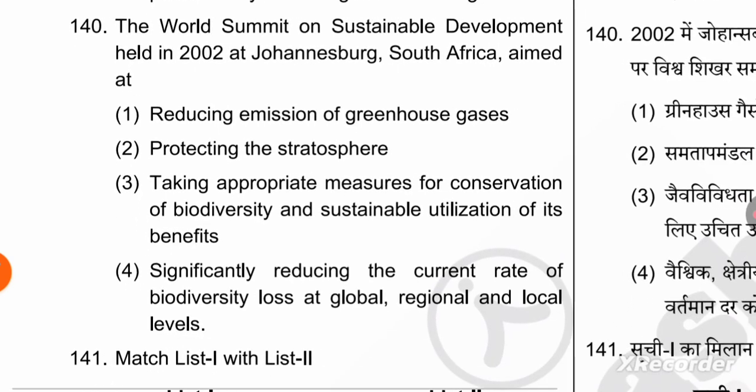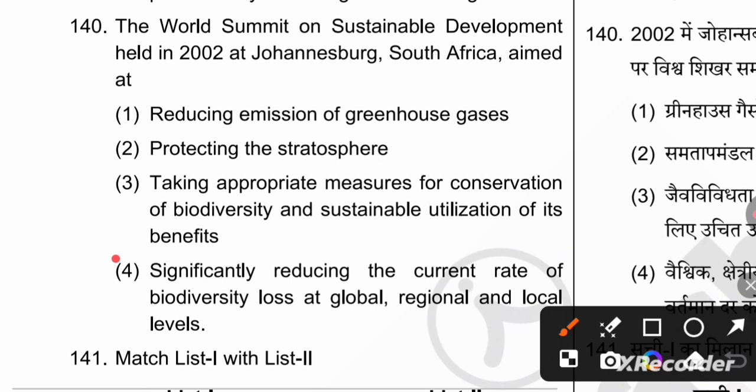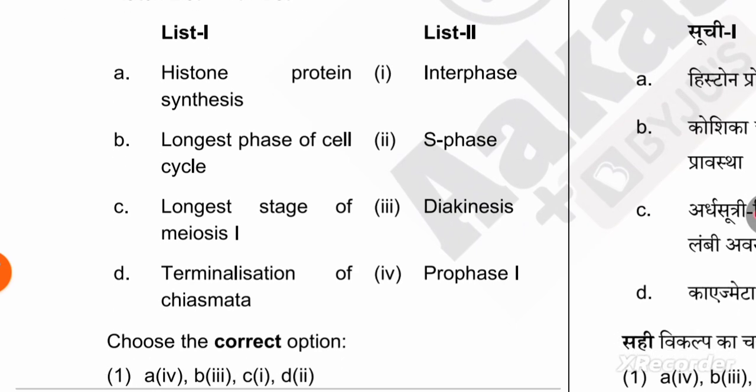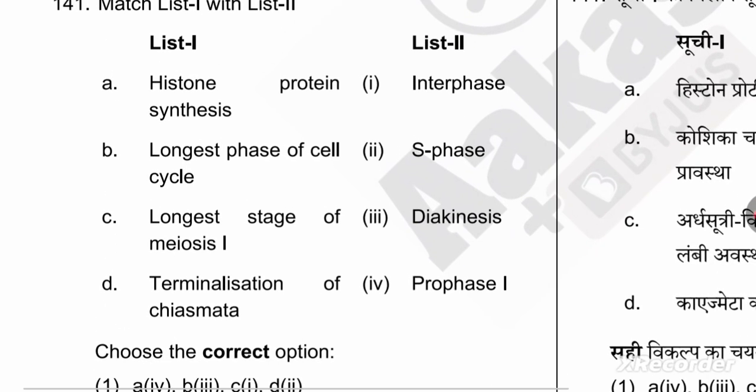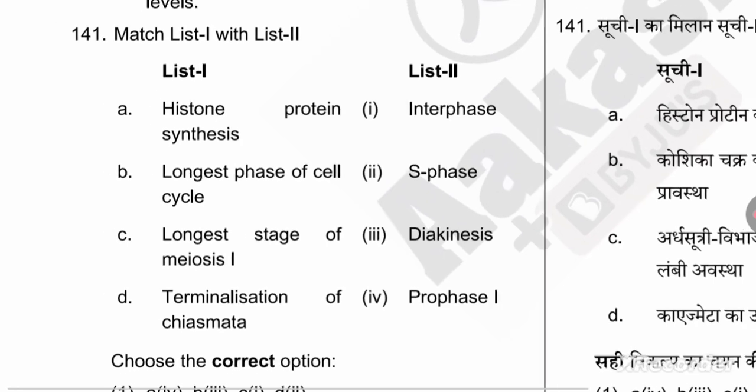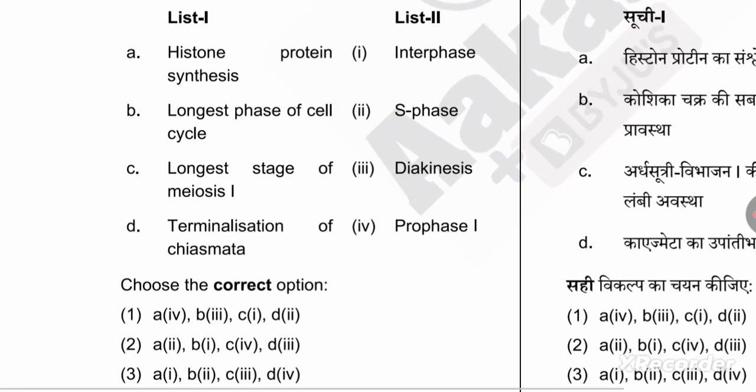The World Summit on Sustainable Development was held in 2002 at Johannesburg, South Africa. The main aim of this meeting is significantly reducing the current rate of biodiversity loss at global, regional and local level. Let us match the following. List 1 with list 2, we are going to match in the 141st question. Let us match, children.